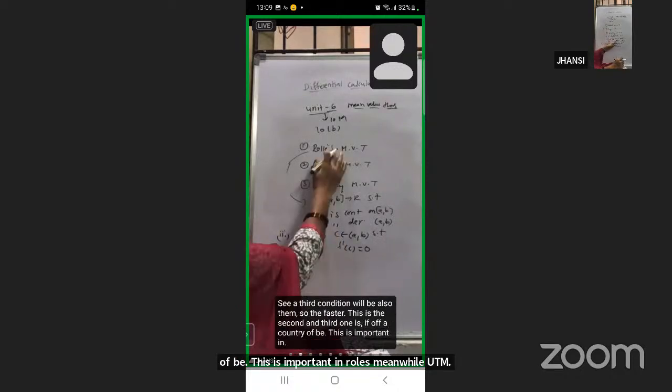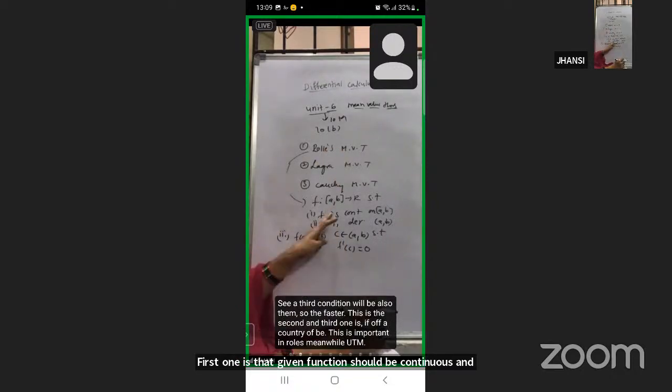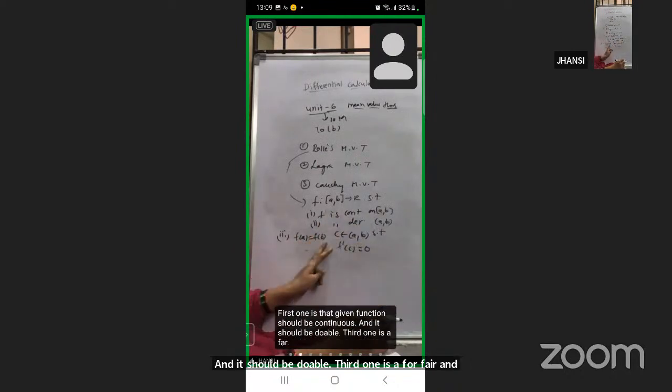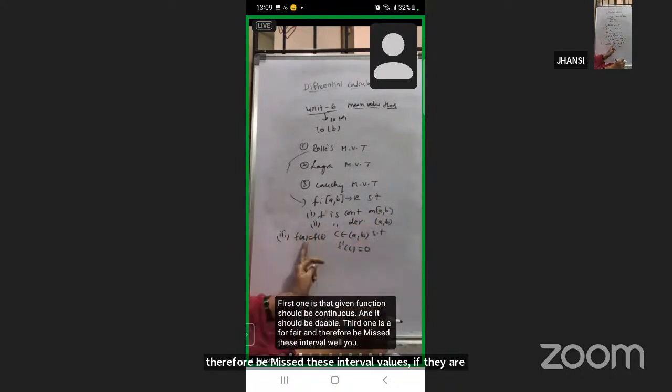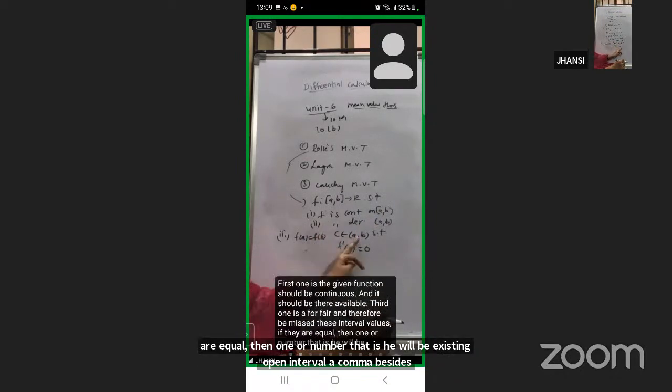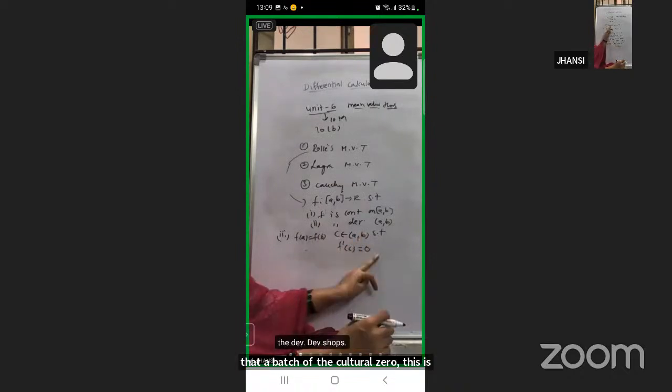This is important in Rolle's mean value theorem. The first one is that the given function should be continuous and it should be derivable. The third one is f of a and f of b, meaning the interval values. If they are equal, then one number, that is c, will exist in the open interval (a, b) such that f dash of c equals 0. This is the statement of Rolle's mean value theorem.